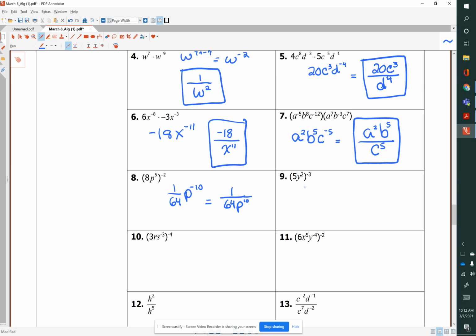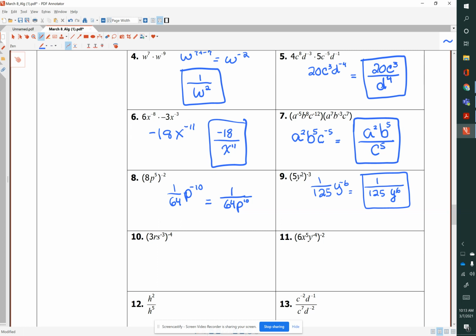Okay, number 9. 5 to the negative third power is 1 over 125, because 5 times 5 times 5 is 125. And then we have y, 2 times negative 3 is negative 6. We'll simplify that with 1 in the numerator, 125 y to the 6th in the denominator.